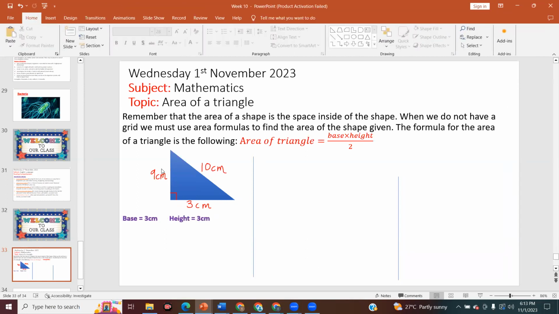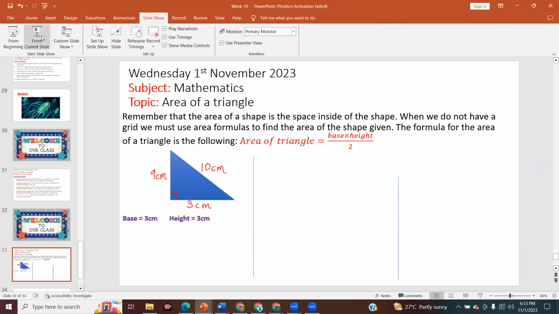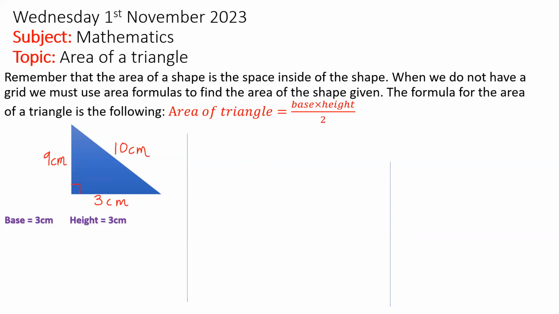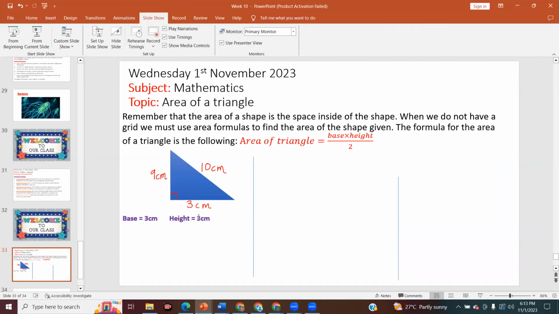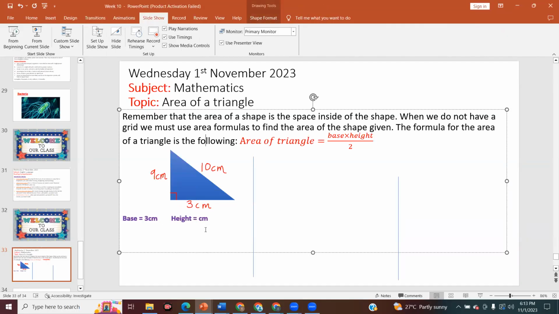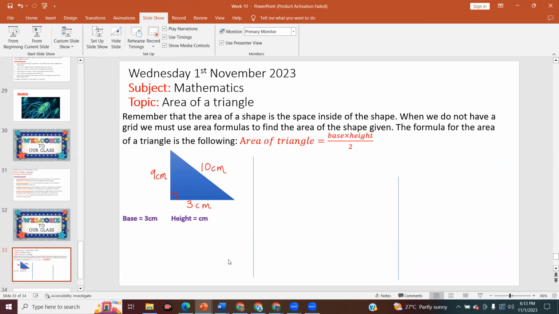Which one? 9. It ain't 10. I know. 10. It's 9. I'm going with 10. You going with 10? Nine. Okay. Then 9 and 10 added up together.